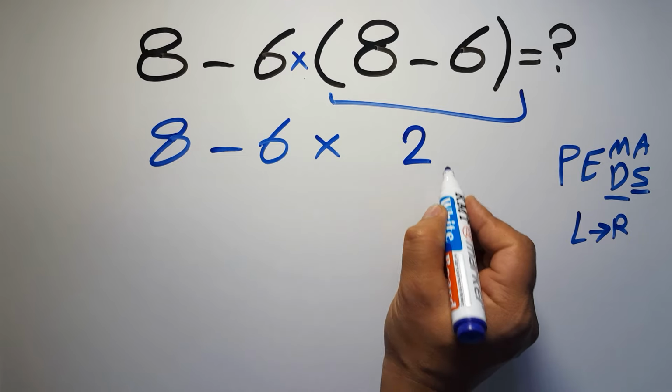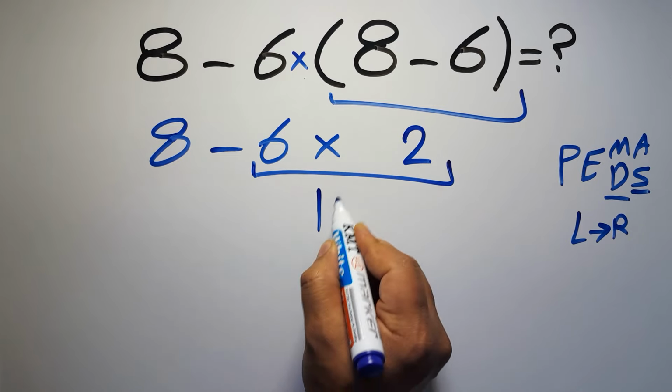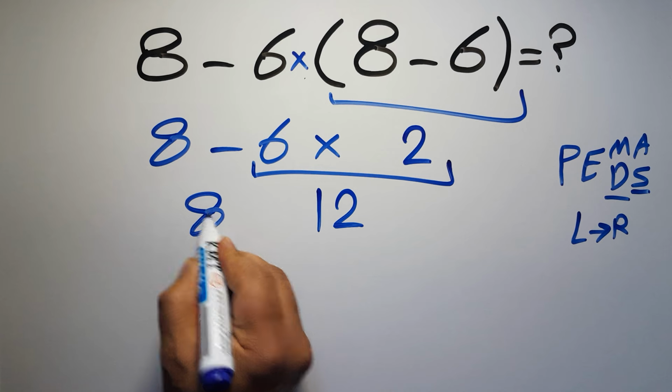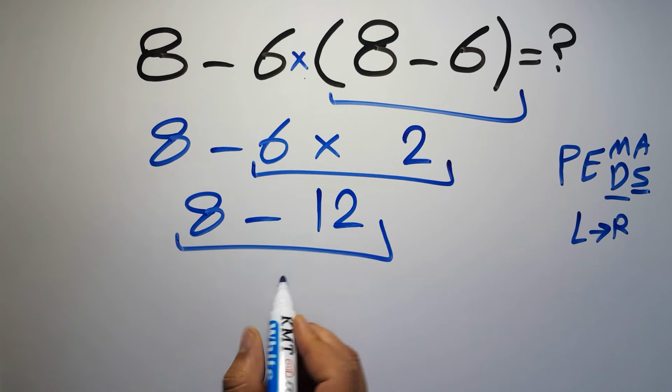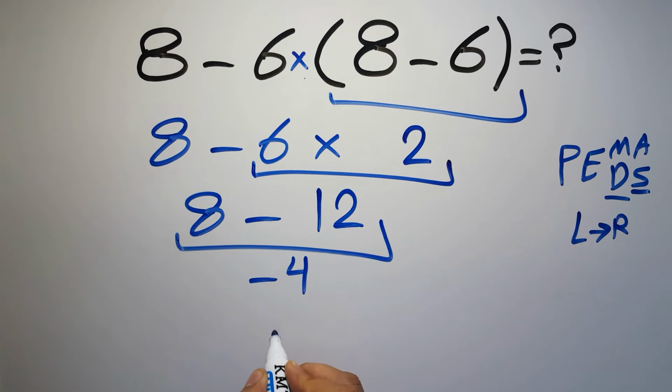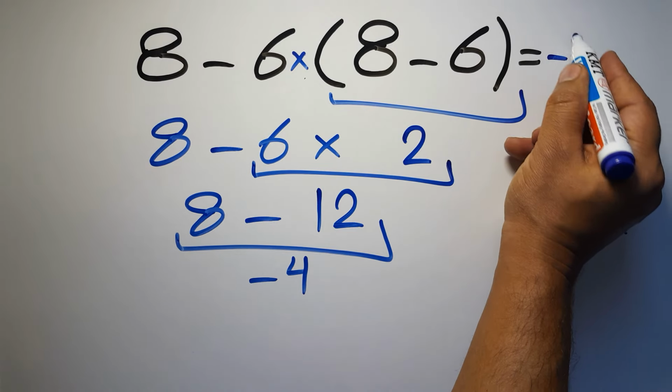6 times 2 equals 12. So 8 minus 12, which equals -4. And this is our final answer to this problem. The correct answer is -4.